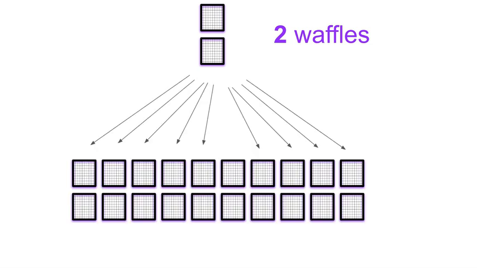So let's start with a story. Let's say that it's Monday morning and you wake up and you put 2 waffles in the toaster. Yum, yum. You eat your 2 waffles and you say, my goodness, I'm still hungry. I could eat 10 times as many waffles. Well, 10 times as many waffles is 10 times 2 or 20. 20 waffles.